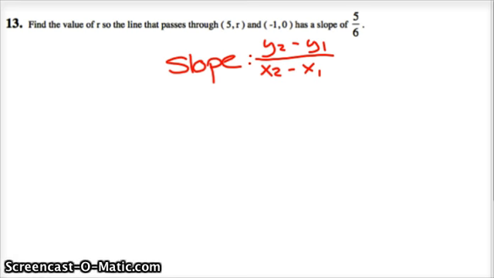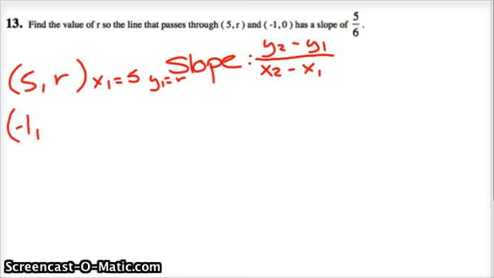My two coordinates I have are (5, r). So my x1 is going to be 5, and my y1 equals r. My second coordinate is (-1, 0). So my x2 is going to be -1, and my y2 is going to be 0. So I'm just going to take these and plug them into my equation.